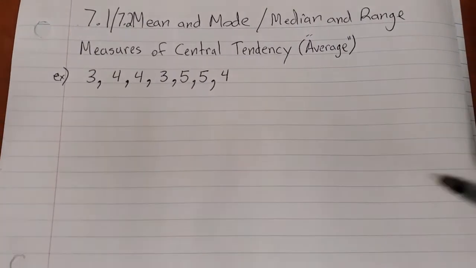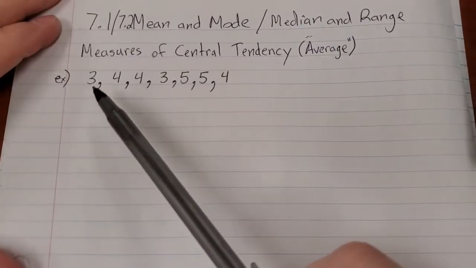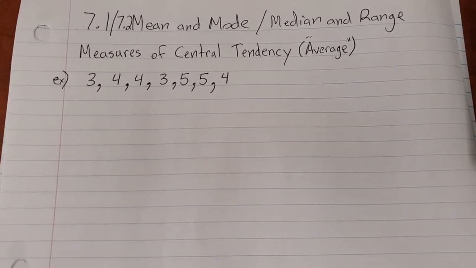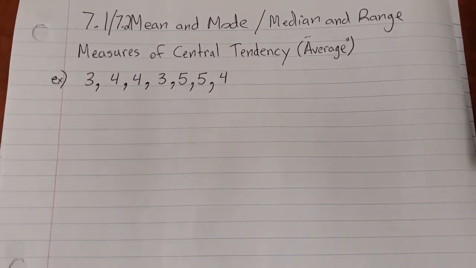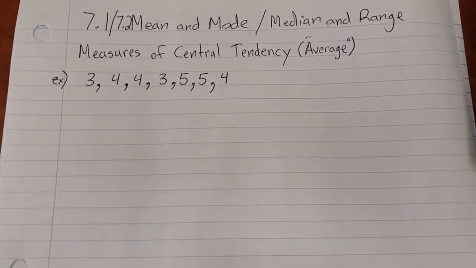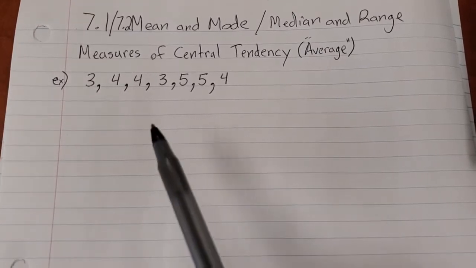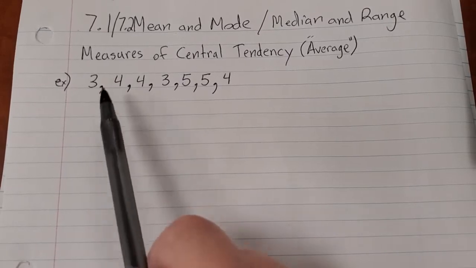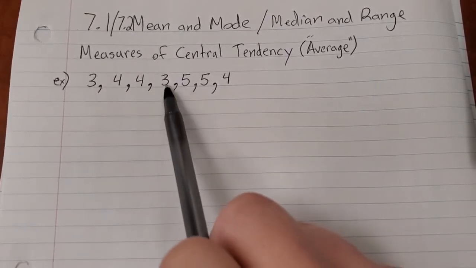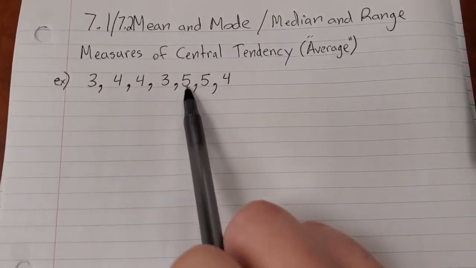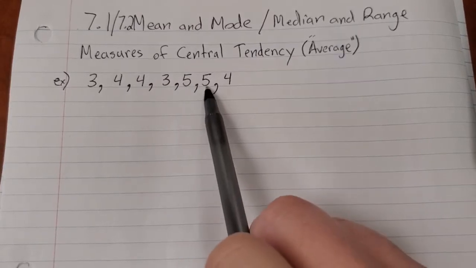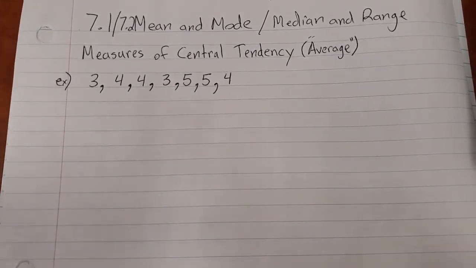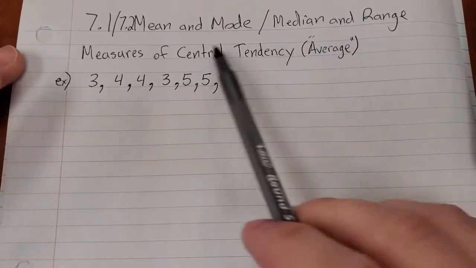All right, so let's look at this example. These numbers could represent a lot of different things. One of them could be points that Timmy scores in his basketball games. So the first game he scored 3 points, the next one he scored 4, next one 4, next game 3, fifth game 5, sixth game 5, and seventh game he scored 4. So maybe they want to calculate some averages for this.